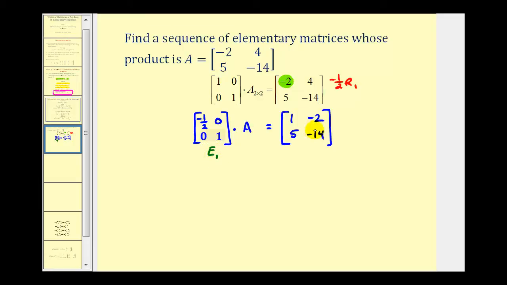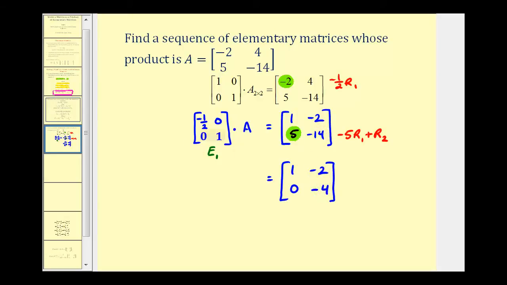Now on the right side, if we want this element here to be 0, we can replace row 2 with negative 5 times row 1 plus row 2. First row stays the same. Second row, negative 5 times 1 plus 5, that's 0. Negative 5 times negative 2, that's positive 10, plus negative 14, that's negative 4.